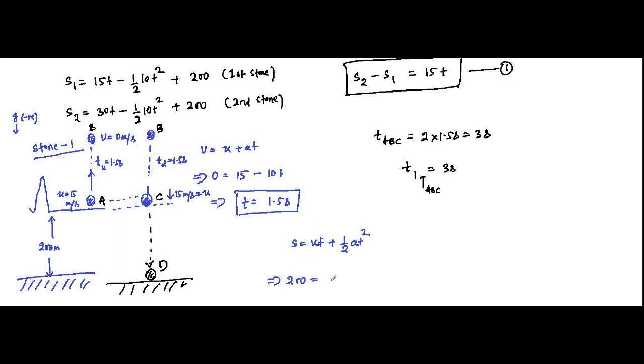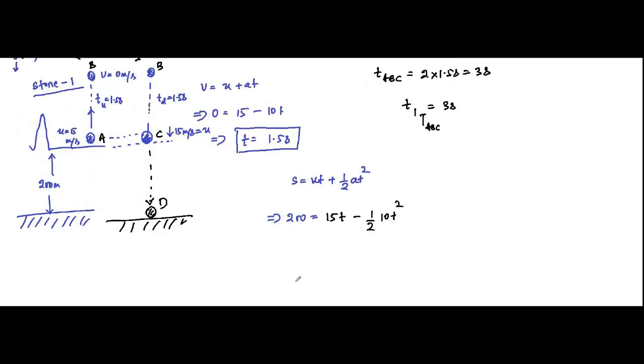So here it is 15t minus ½ 10t², that implies 200 is equal to 15t minus 5t². No, sorry. Here there will be no minus sign. By mistake I have put the minus sign.